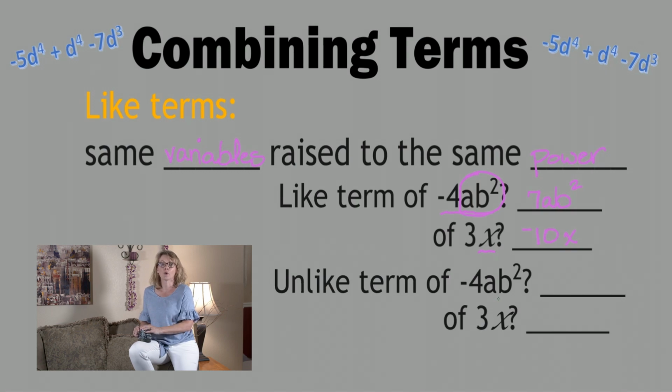Let's make an unlike term to our -4ab squared. There are infinite possibilities for this, but I'll put one that is kind of close to ab squared. 7ab is not a like term because that b needs to be squared. An unlike term to 3x could be anything without just an x. So I'll just put 3xy because it's close, but it doesn't have the exact same letters raised to the exact same numbers. Another unlike term would be 3x squared. That little raised 2 makes them unlike terms.